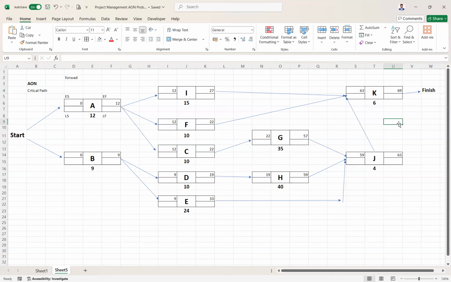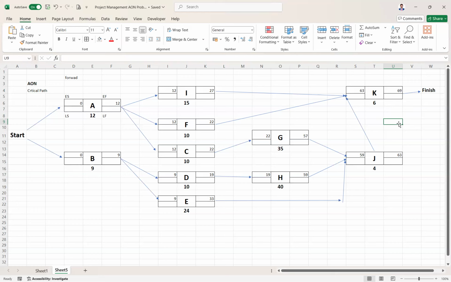So this is the path we moved along in the forward pass. In the forward pass, we have found the maximum duration required to finish the entire project, which is 69 units. It can be days, it can be weeks, it can be anything as given in the question. We speak in units. So 69 is what we need to finish from start to end. This is the forward pass.